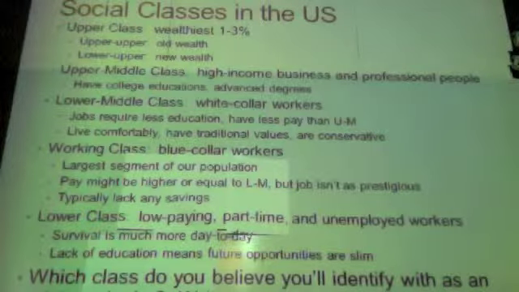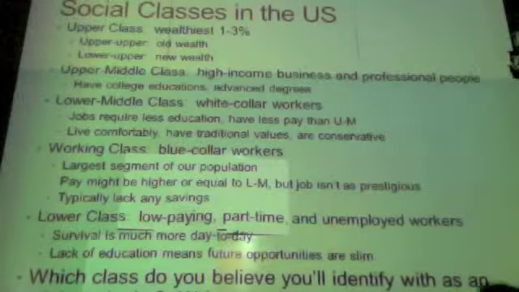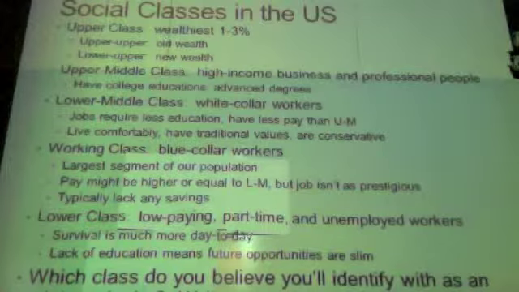Below them, you have the lower middle class. These are your white-collar workers. These are jobs that require less education and have less pay than the upper middle class. They live comfortably. They have traditional values, are typically more politically conservative, morally conservative. The lower middle class is going to include people such as myself. It's going to be someone who is a teacher. I do not have the same level of education, an advanced degree like you're going to find in the upper middle class. I don't have the same degree as a lawyer. My education has not been as extensive or lasted as long as that of a doctor or a lawyer. Because of that, I also have less pay than a doctor or a lawyer.